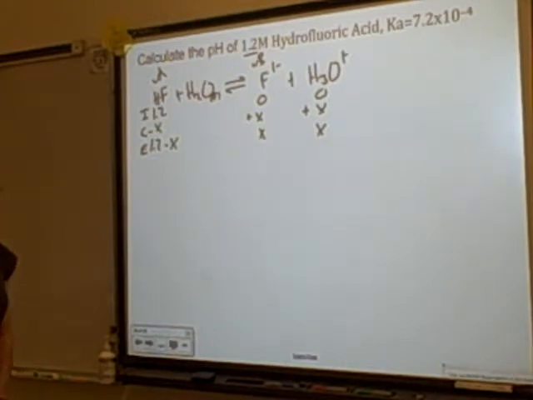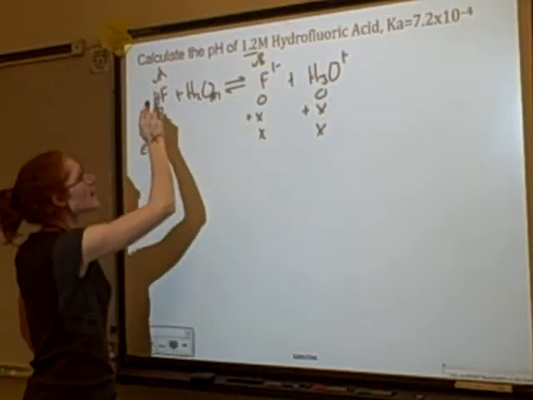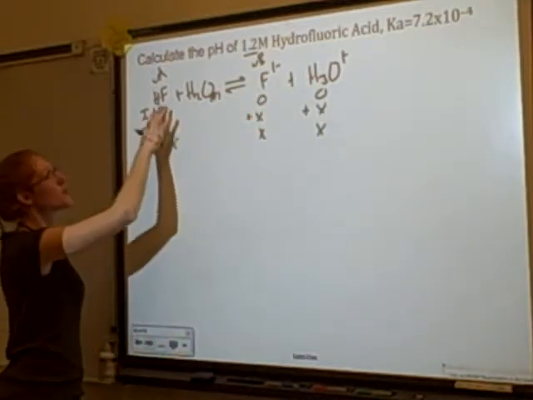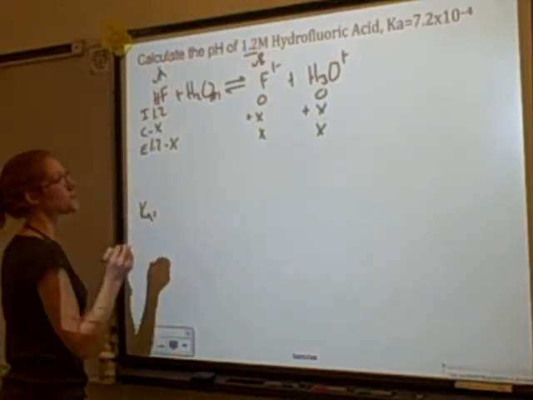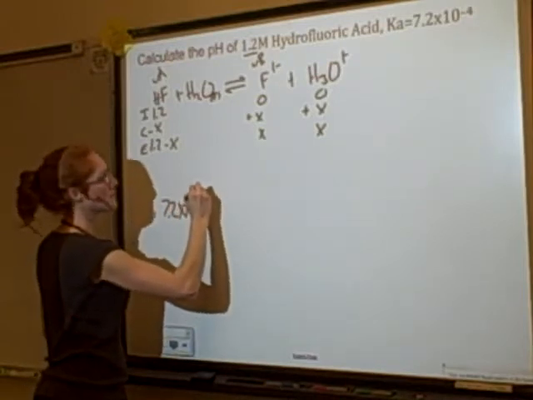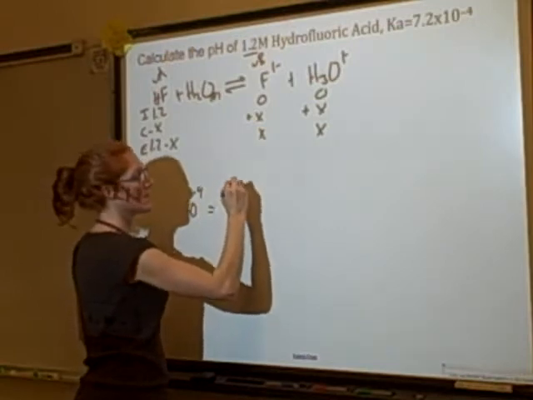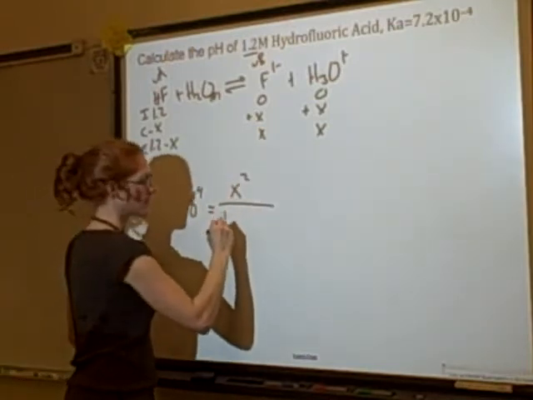Then I write my K expression. I know Ka is going to be products over reactants, so the concentration of fluoride times the concentration of hydronium divided by the concentration of hydrofluoric acid. So Ka is equal to 7.2 times 10 to the negative 4th, and that's equal to x squared over 1.2 minus x.